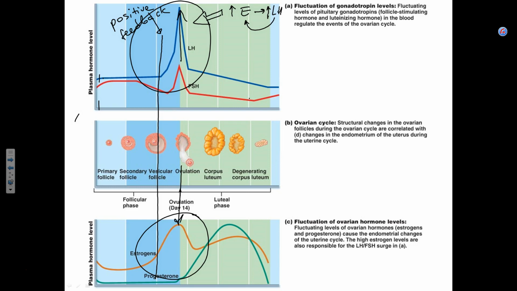Now, this right here is ovulation. Remember, it's still positive feedback. So when luteinizing hormone levels fall down, what happens to the levels of estrogen? They go down too. So here you see them getting down. Can you see that? Negative feedback reestablishes about here.